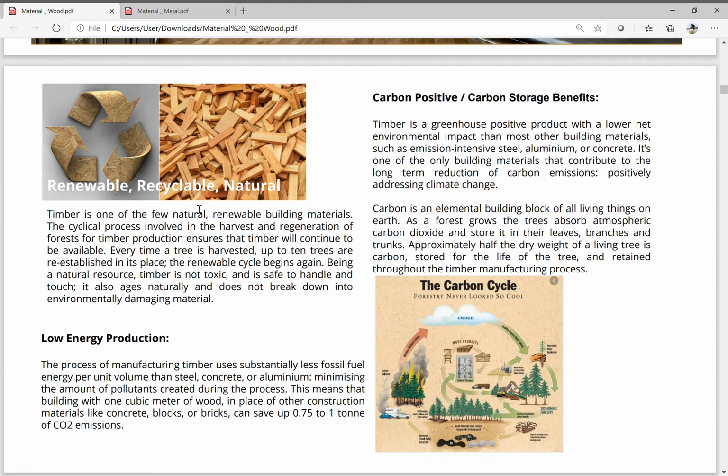For wood, it has a carbon positive benefit. Timber is a greenhouse positive product with a lower net environmental impact than other building materials. Basically, it doesn't give off excess carbon emissions, and it is more sustainable if we have local farmers who replant these trees and make ways to make it more sustainable in the long term.